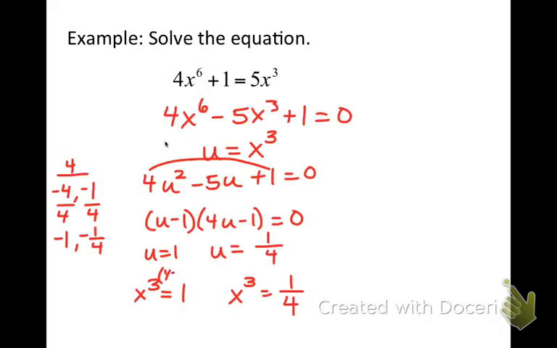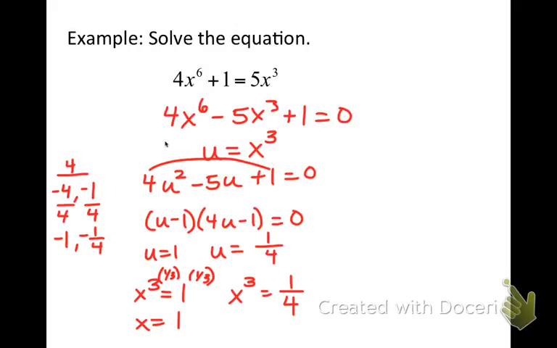So if I take it to the 1/3 power on both sides, on my calculator I could type in 1 to the 1/3 power, or I could think about the cube root of 1. What would be the cube root of 1? 1. There is no plus or minus, because it is just positive 1. 1 times 1 times 1 is 1. Negative 1 times negative 1 times negative 1 is negative 1.